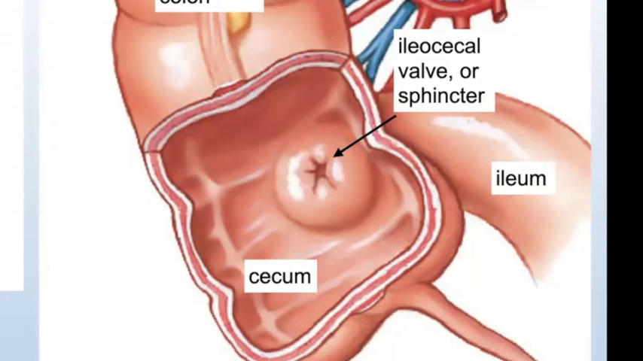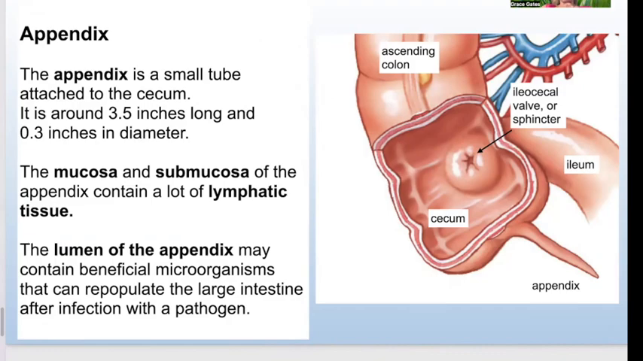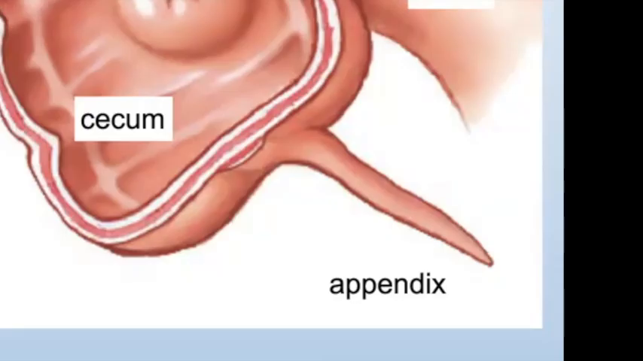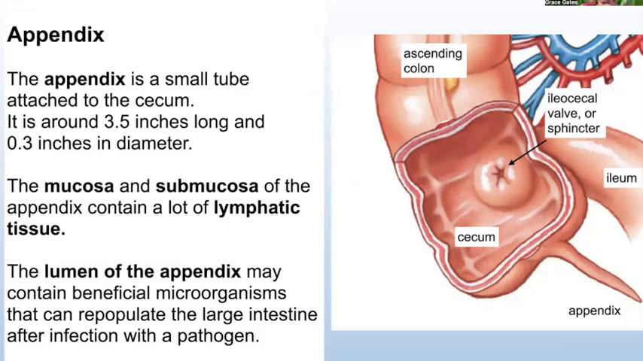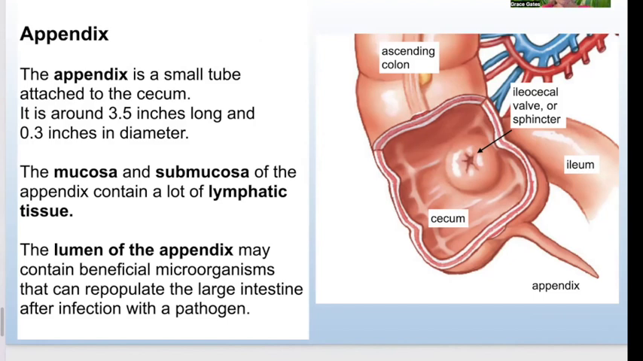We have a nice model in class at Miracosta. The appendix is a small tube that's attached to the cecum. It's around 3.5 inches long and around 1/3 of an inch in diameter. The mucosa and submucosa of the appendix contain a lot of lymphatic tissue. So it's thought that the appendix has a role in fighting pathogens, an immune function.